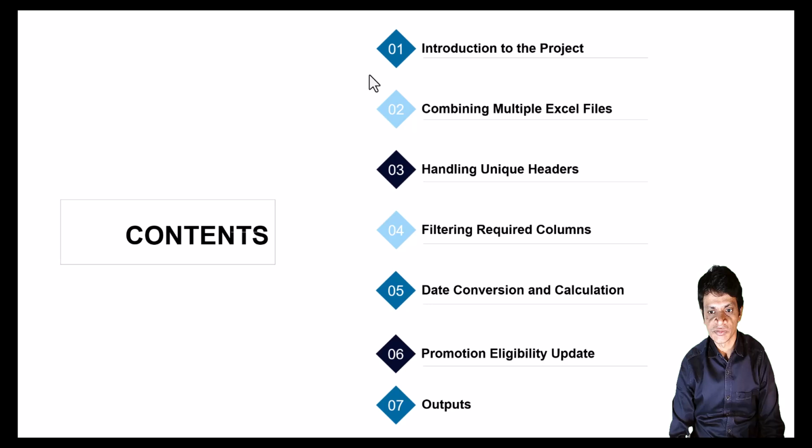Introduction to the project, combining multiple Excel files, handling unique headers, filtering required columns, date conversion, and calculation. After that, promotion eligibility update. Once done, export the combined output file.